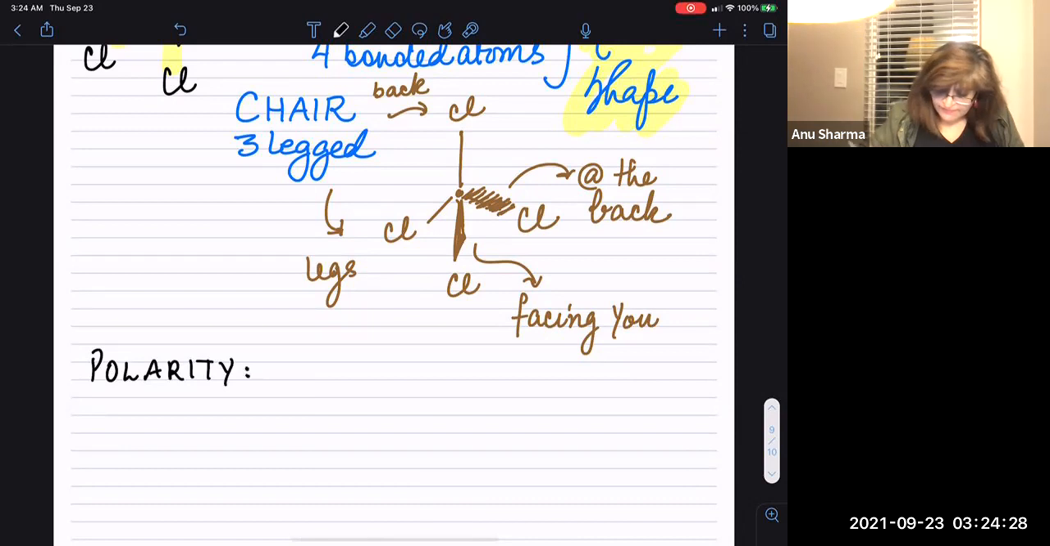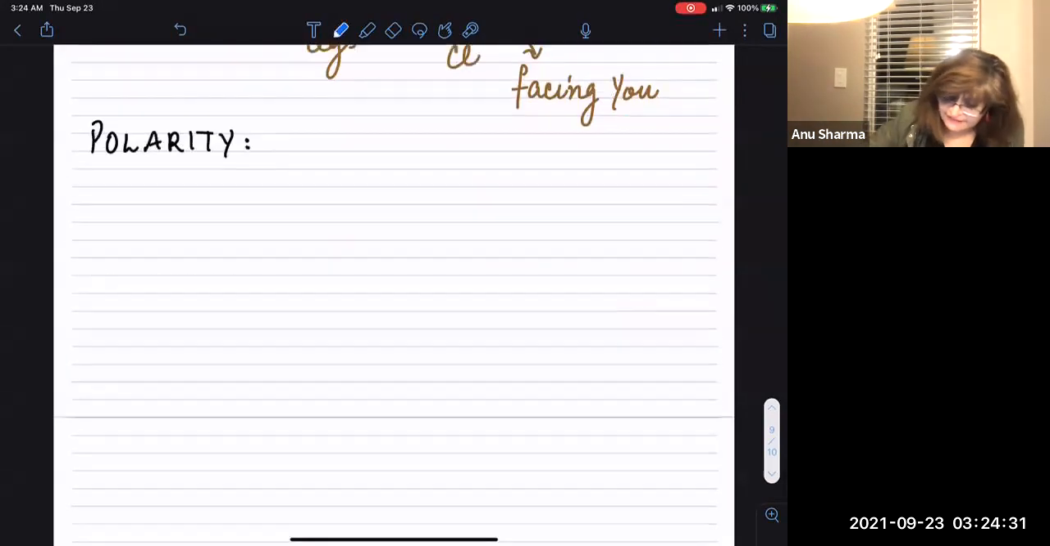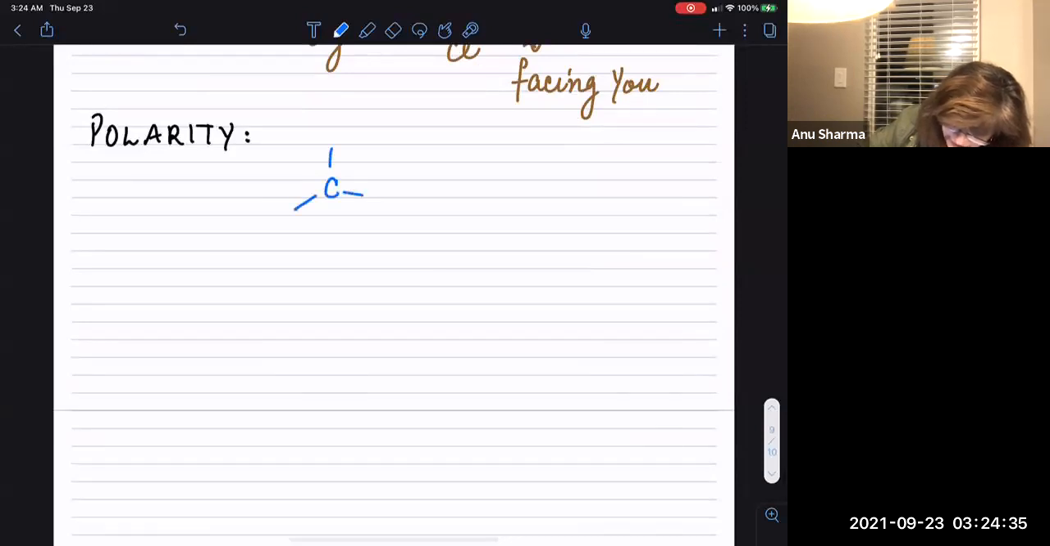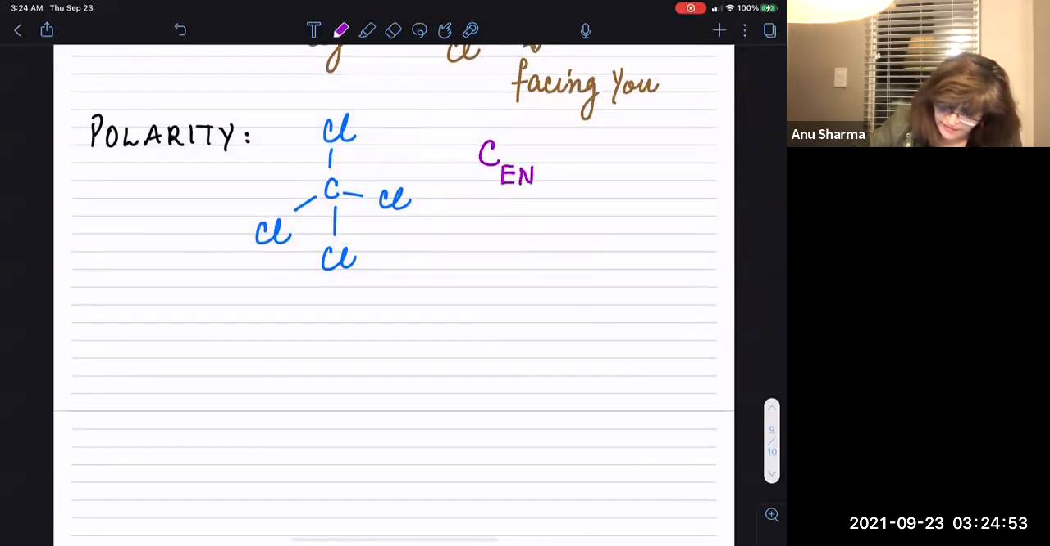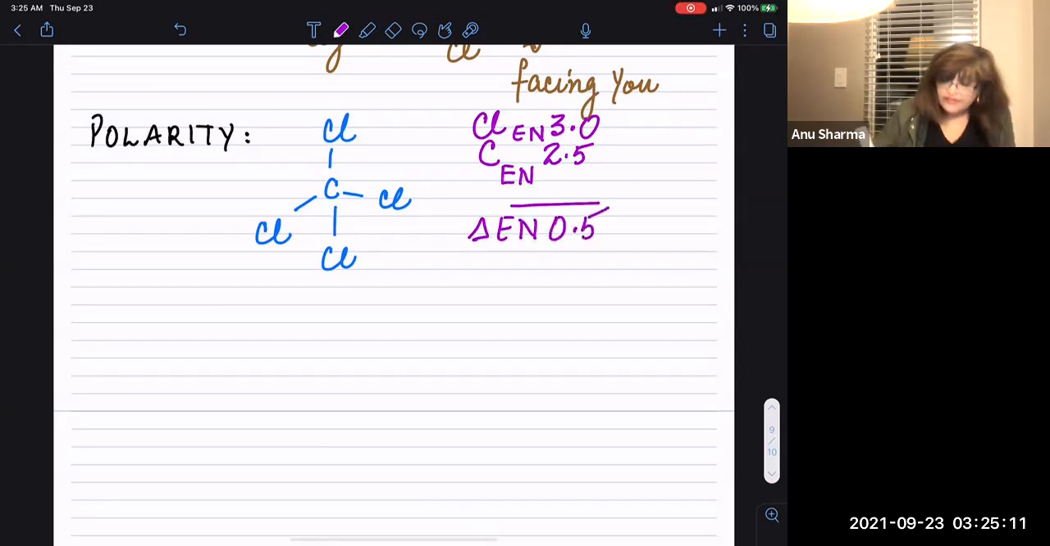Okay, for the polarity, what do we see? Polarity is whether the molecule is polar or non-polar. So here you have these 3 dimensions. In 3 dimensions, it looks like this, but now you see that carbon's electronegativity is 2.5. Chlorine's electronegativity is 3.0. So the difference in electronegativity is 0.5.